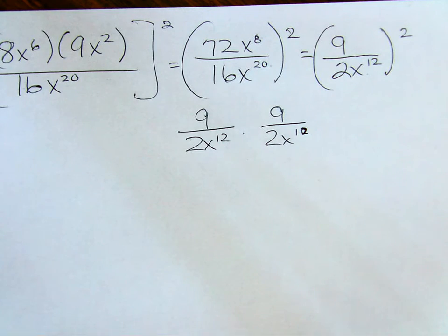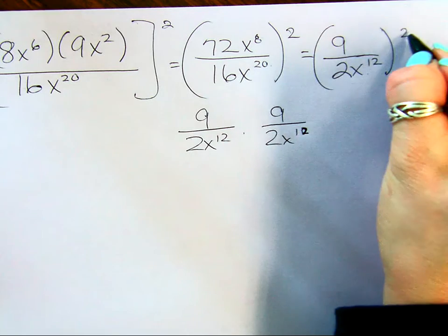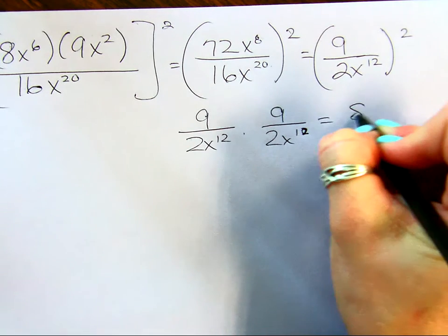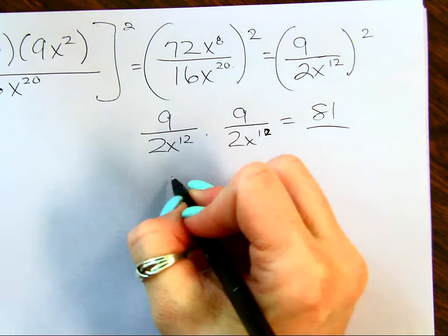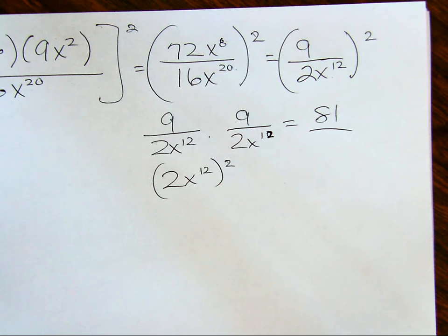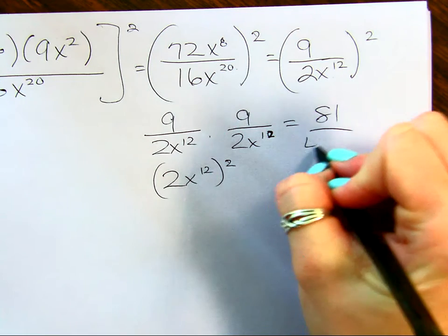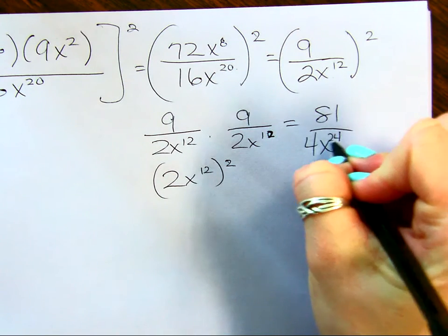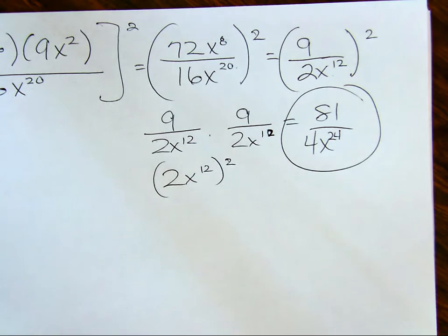So don't you just multiply straight across top, straight across bottom, right? Or you say, I'm just going to square 9, and I'm going to square 2x to the 12th. And that's going to give me 4x to the 24th. Did you follow me? Yes?